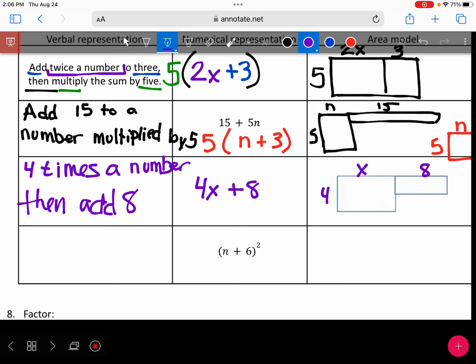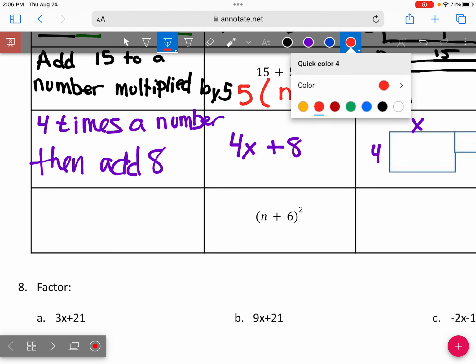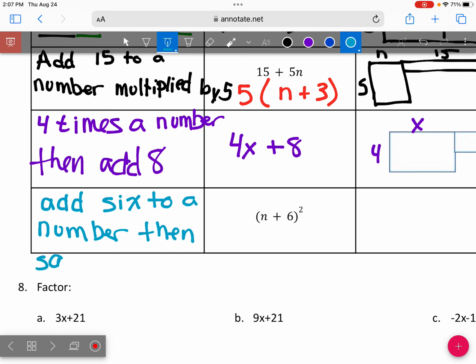Okay, last one on this one. N plus 6 squared. So in words, we could do add 6 to a number. Then square the result. That's my first instinct with it. Again, not the only option. There's a lot of right ways to put it.